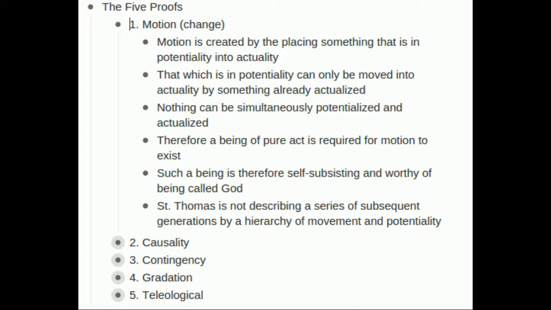Nothing can be simultaneously potential and actual. Therefore, a being of pure act, a being with no potentiality, but that is in a state of pure actuality, is required for motion to exist. Such a being is therefore self-subsisting and worthy of being called God. And St. Thomas is not describing a series of subsequent generations. Again, not doing infinite regression. He's describing a hierarchy of movement and potentiality. Okay, let me explain how this works in regards to the first proof.